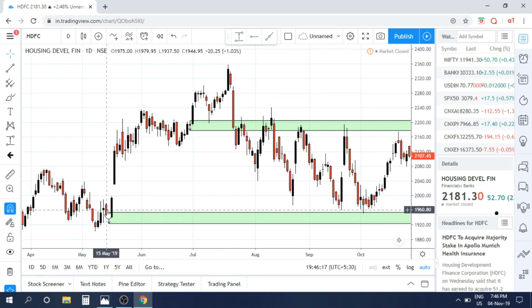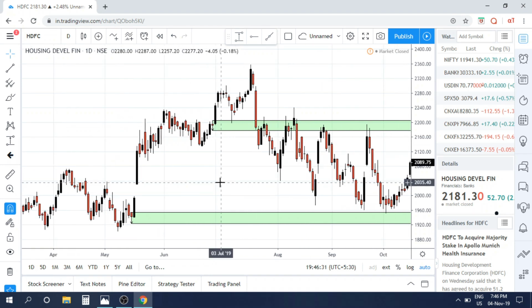So you can see what happened over here. Prices came back very near to this for the first time. It went up. Price again came back here. So there was strong buying interest or pending orders here, and then price again went up from there strongly.